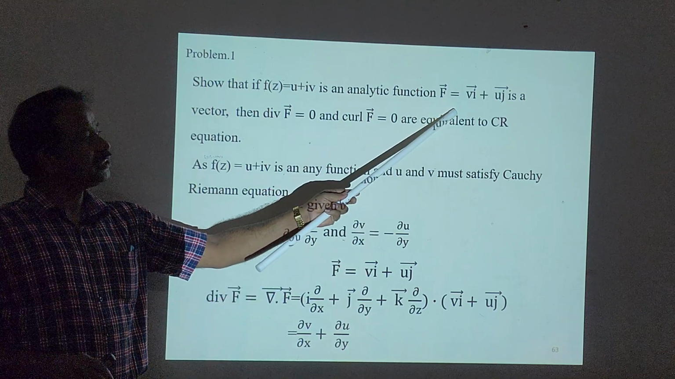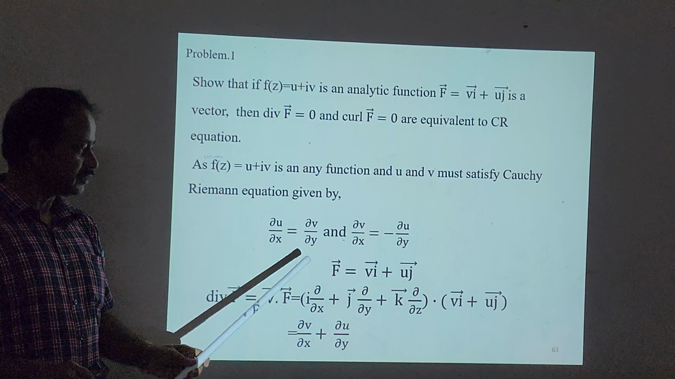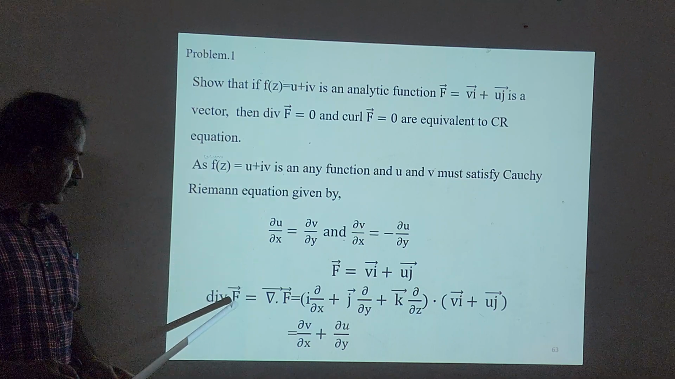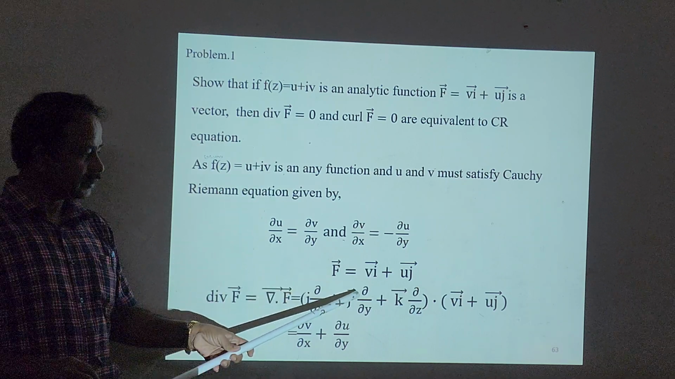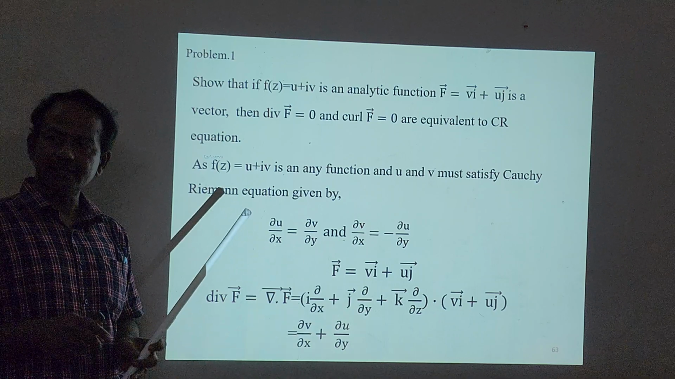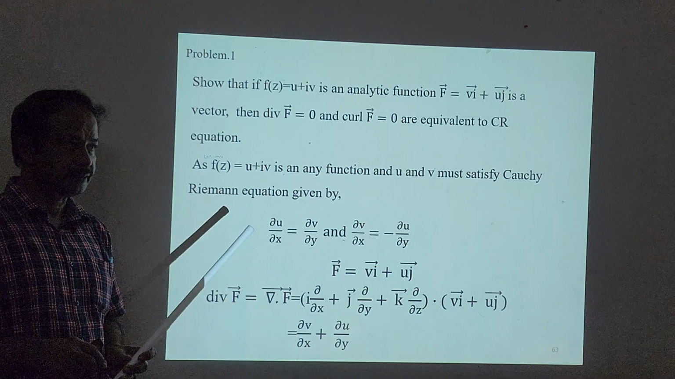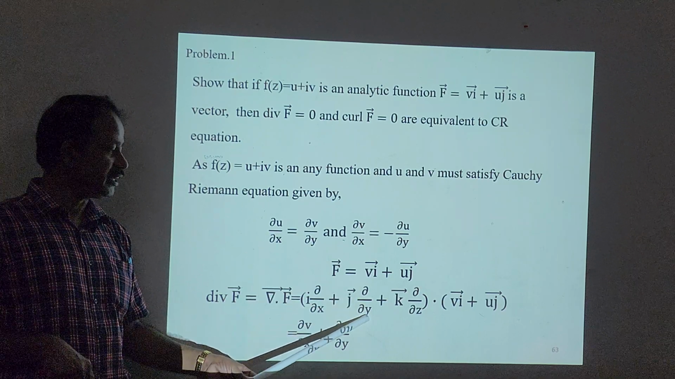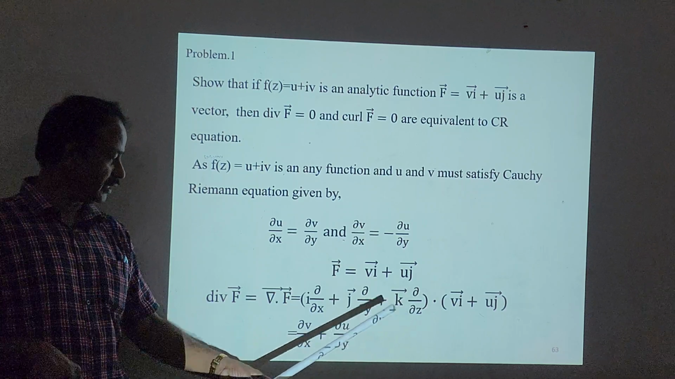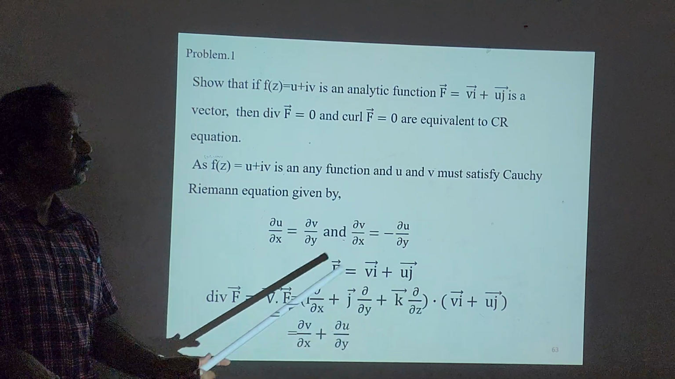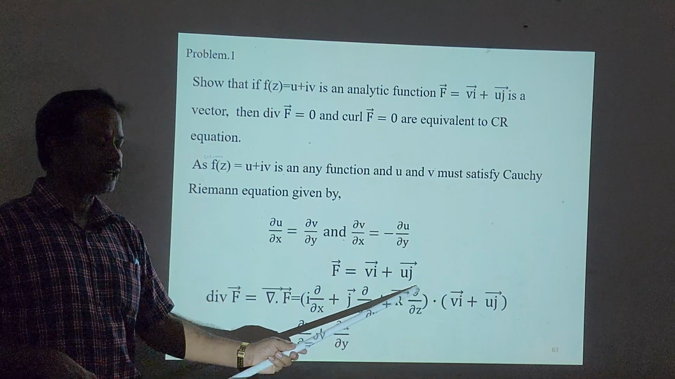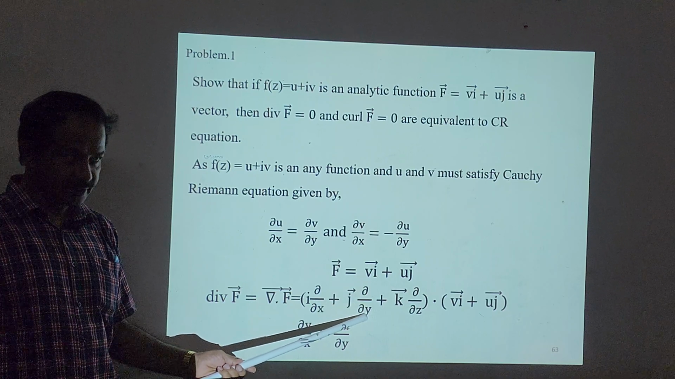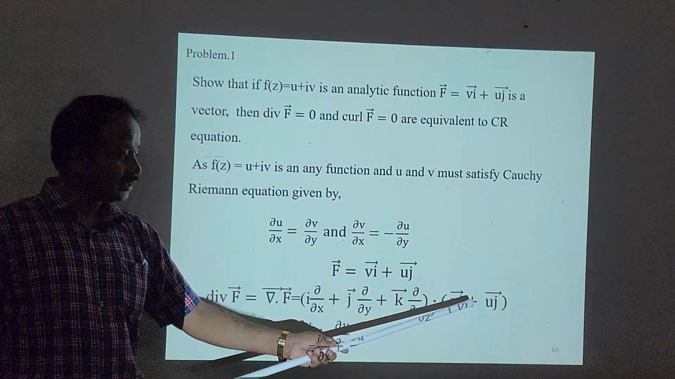So f has been given as f equals vi plus uj. First we will go with del dot f, div f. Del is a vector quantity. So del equals i partial d by dx plus j partial d by dy plus k partial d by dz. Dot is here, and your f is given. So you are going to have a dot product of these two.